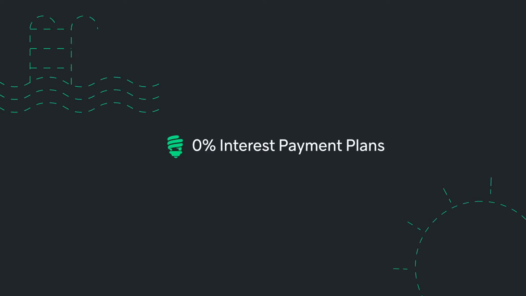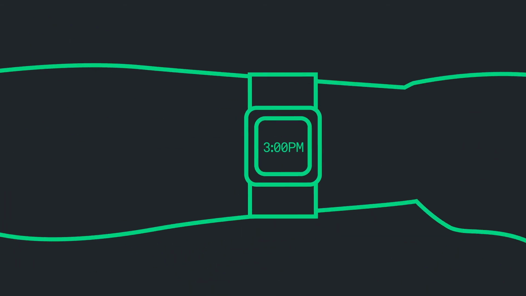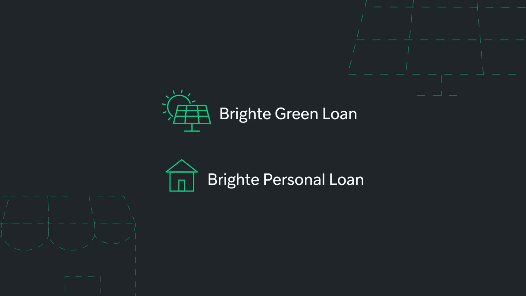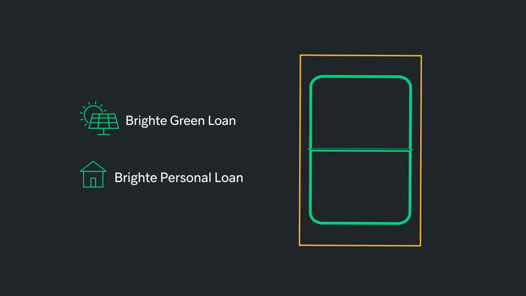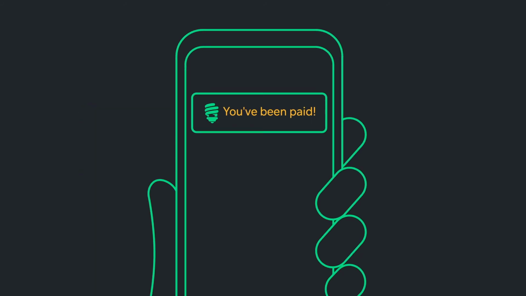For Brighte's 0% interest payment plan, if you complete this before 3 p.m. Sydney time, your deal will usually settle on the same day and we'll proceed with payment to you. For the Brighte Green Loan or Personal Loan, once you have uploaded the invoice, Brighte will reach out to your customer, advising them that the installation is now complete. Their repayments will begin in 28 days. We'll also proceed with the payment to you within 1 to 2 business days.